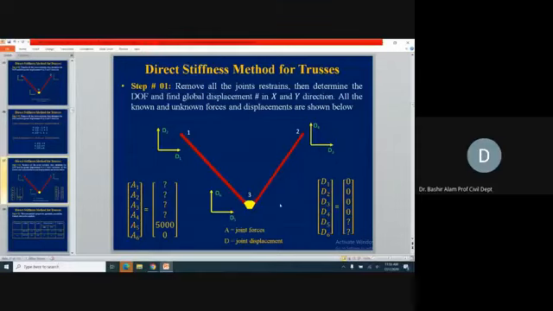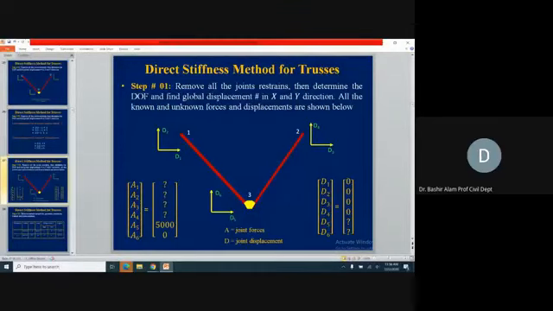So D1, you see D1 horizontal followed by the vertical, horizontal followed by the vertical, horizontal followed by the vertical. Here you see we said from that simple equation that horizontal will be D1, D3 and D5, and vertical will be D2, D4 and D6. Similarly, you can increase the number of joints and you can increase the number of these displacements.